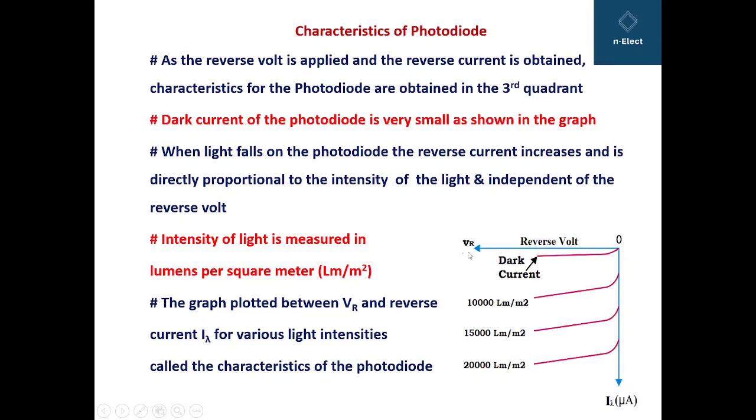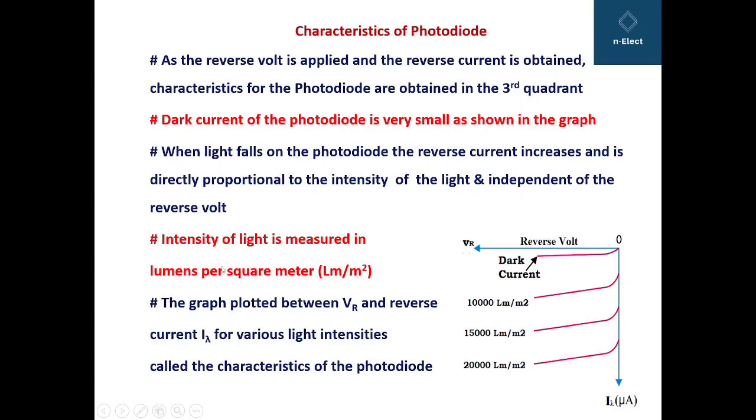So far as the characteristics are concerned, you can see the characteristics are plotted between reverse voltage and reverse current, and they appear in the third quadrant of the graph. As the reverse voltage is applied and the reverse current is obtained, characteristics for the photodiode are obtained in the third quadrant. Dark current of the photodiode is very small as shown in the graph, and this you get when no light is incident on the reverse bias junction. When light falls on the photodiode, the reverse current increases and is directly proportional to the intensity of the incident light and independent of the reverse voltage.